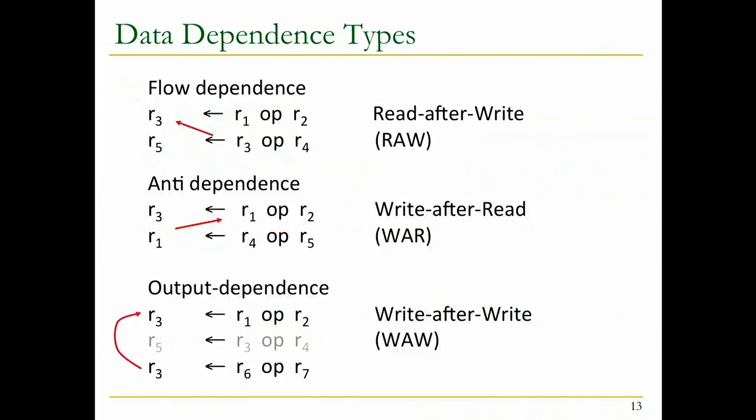This is a flow dependence, basically read after write. This instruction needs the value that's produced by this previous instruction. So the data needs to flow from this instruction to this instruction.